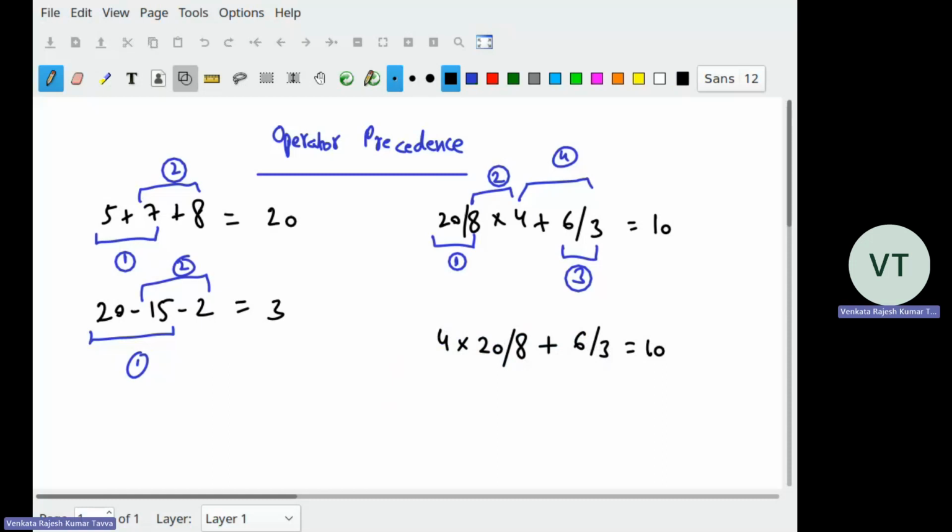Okay, these are the two expressions. So the expected answer is 10 for both. All right, let's see. Is anyone thinking we'll get a different answer?